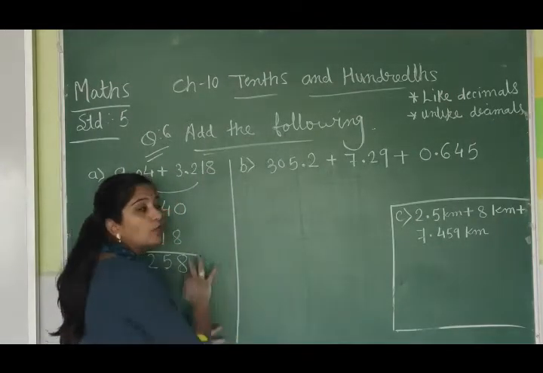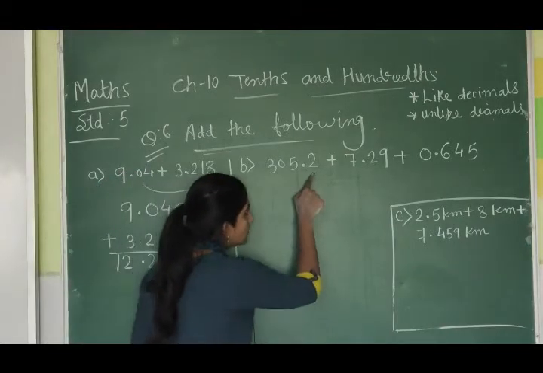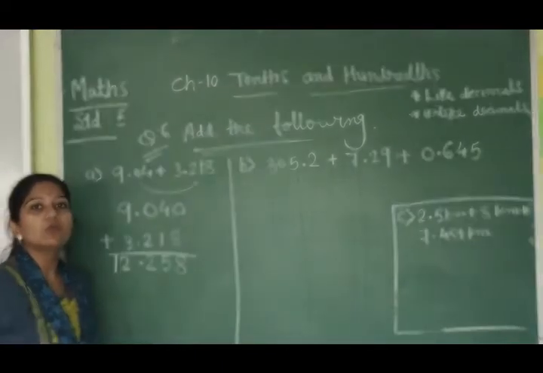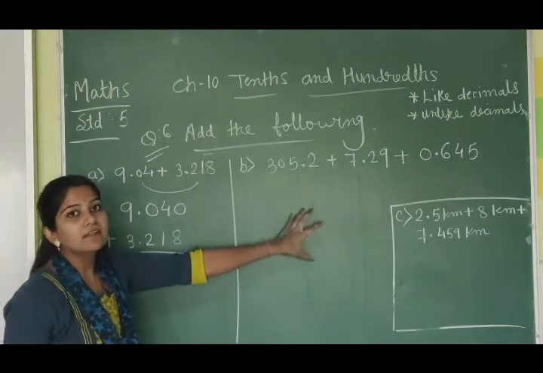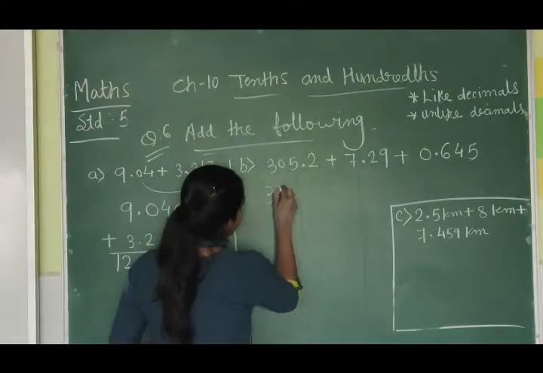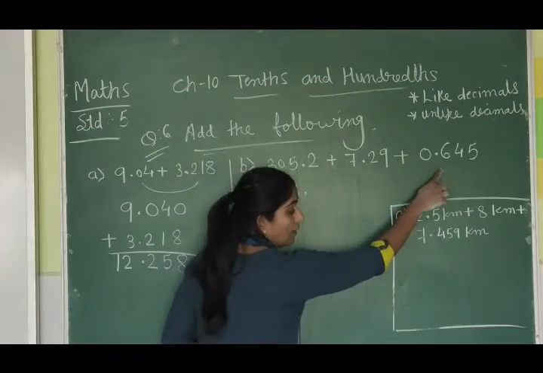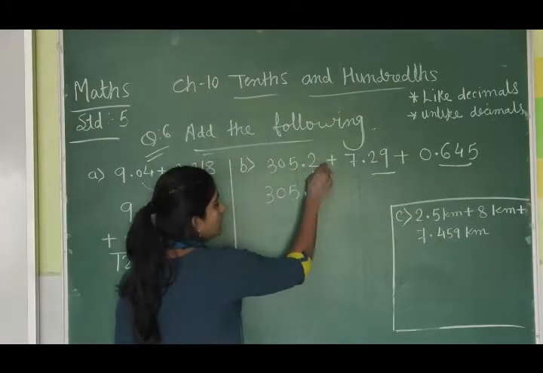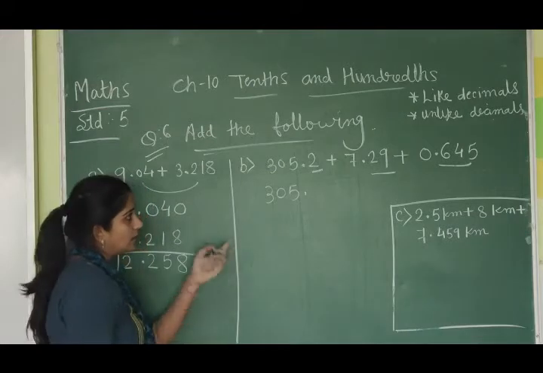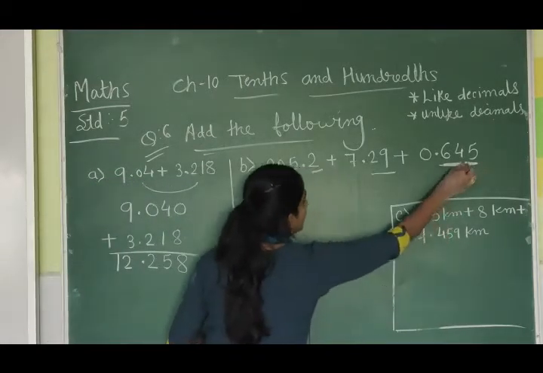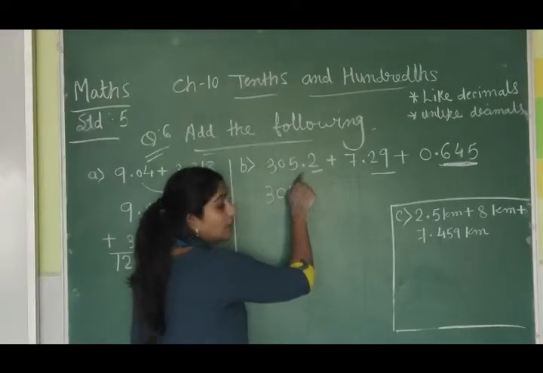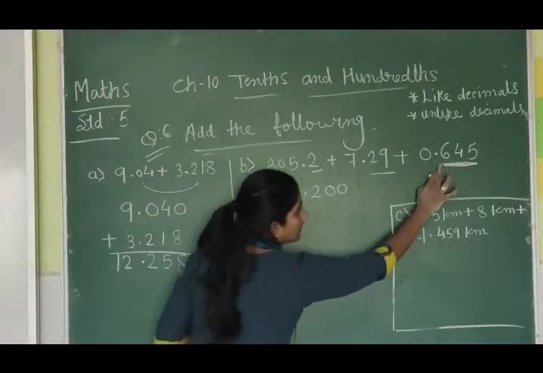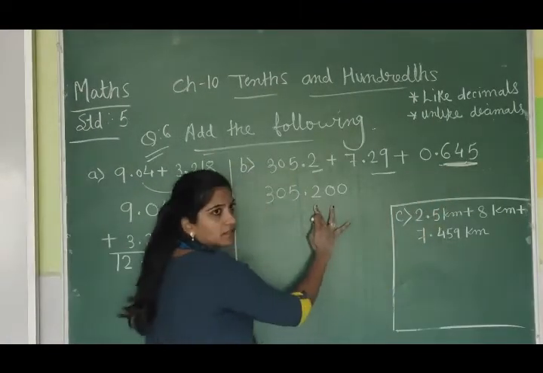Okay, now let's see the second example. This is also an example of unlike decimals: 1 digit after decimal, 2 digits after decimal and 3 digits after decimal. So again we are going to put 0 to make them like decimals. So 305 point. The maximum digits after decimal are 3, because here 3 digits are there, here 2 digits and here 1 digit after decimal. So I'll put 2 more 0s here, because here after the decimal there is 1 digit. So this is 3 digits after decimal, and here I am going to make 3 digits.